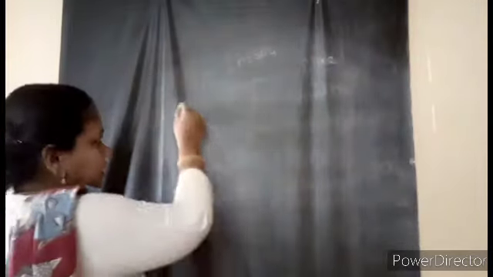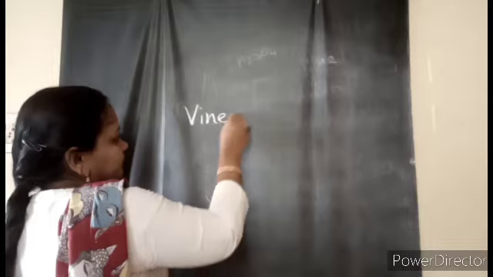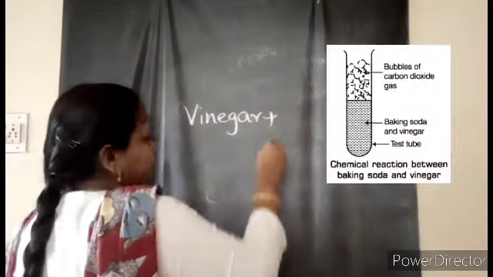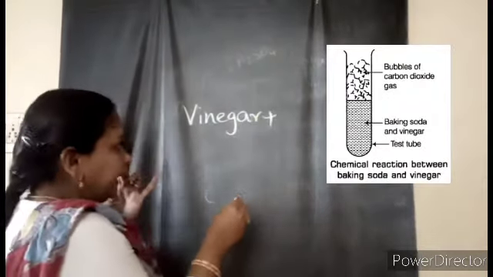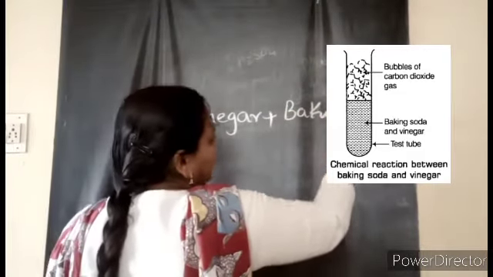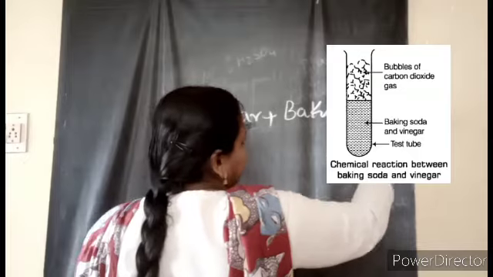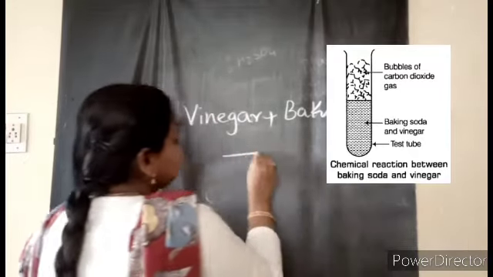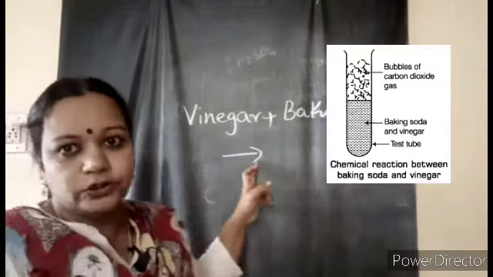Yes, so I'll show this activity. Vinegar we will take, and we will add a few drops of vinegar to the baking soda, children. Baking soda is nothing but sodium hydrogen carbonate, and we'll see what we are going to get.